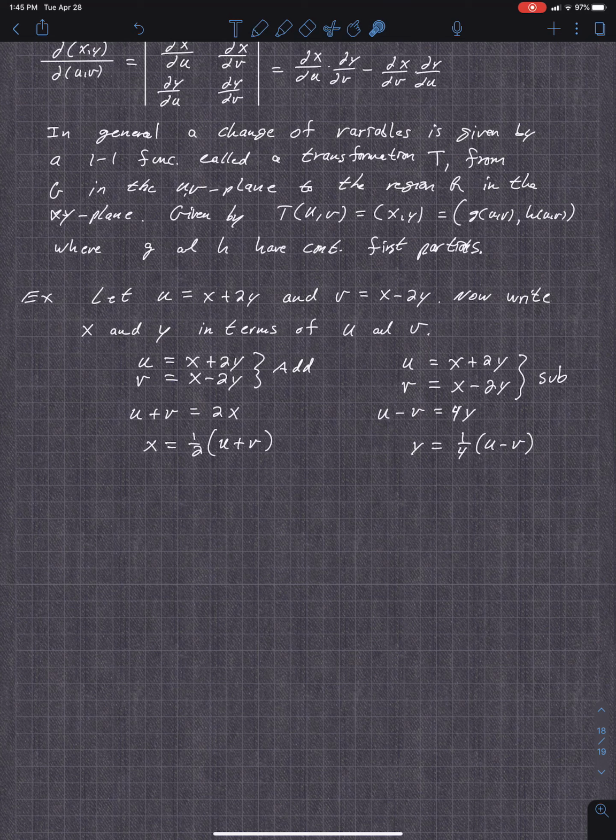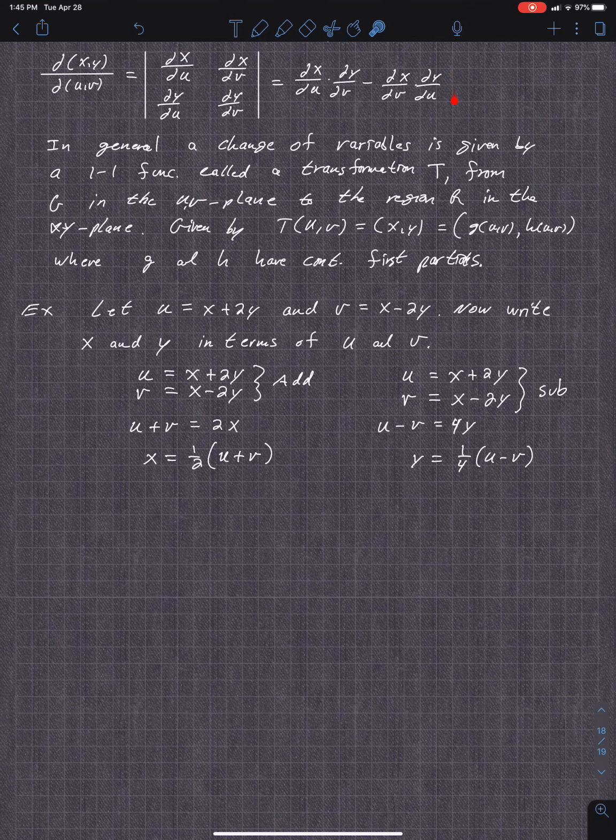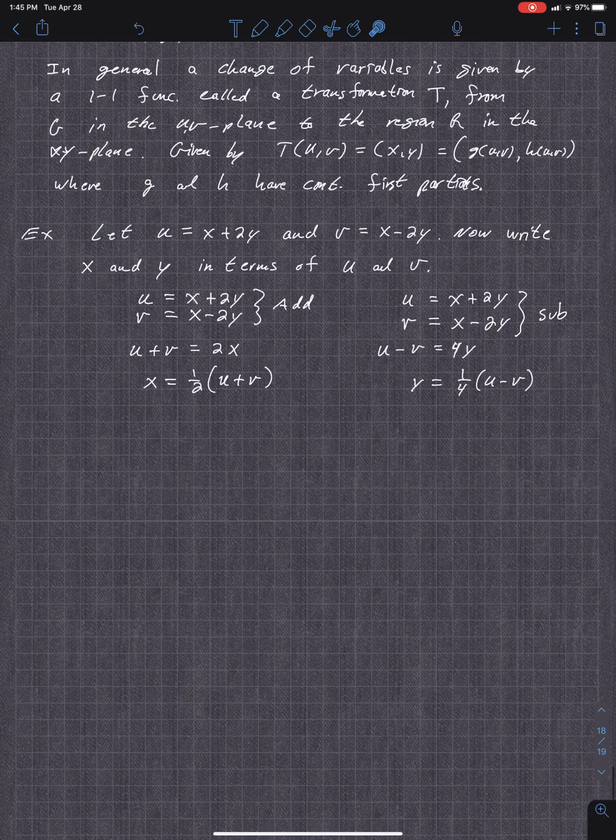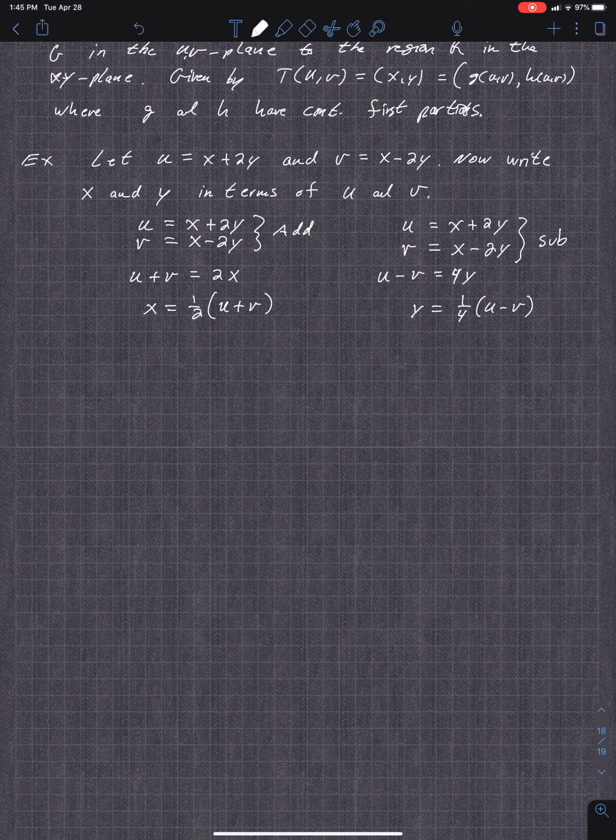We want to do that so that we can do the partials. Remember the partials up here are partial x, u, y, v. So you need it with respect to u and v in this form. All right, so now let's calculate the Jacobian.